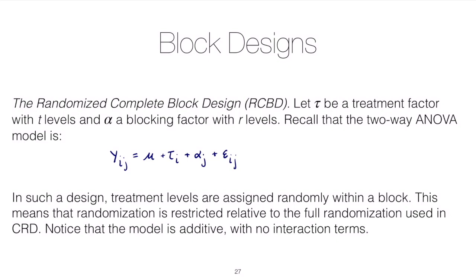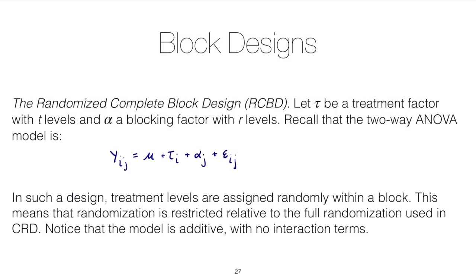Right, and so we've written this down before, so I'll just mention, i ranges from 1 to t, and j ranges from 1 to r. And epsilon_ij, of course, is the error term, normally distributed, zero mean, constant variance. At least those are the assumptions, and we know how to check whether some of those assumptions are not met.